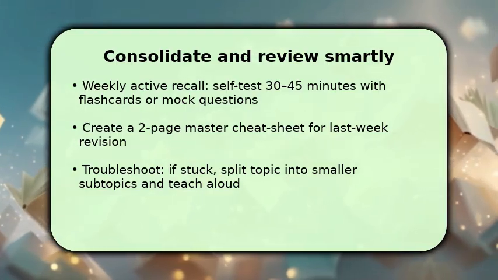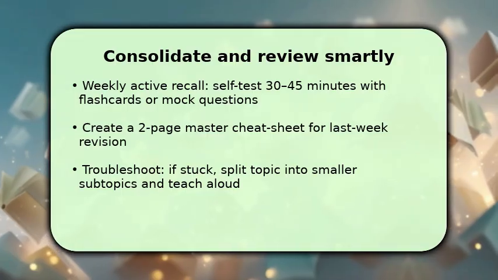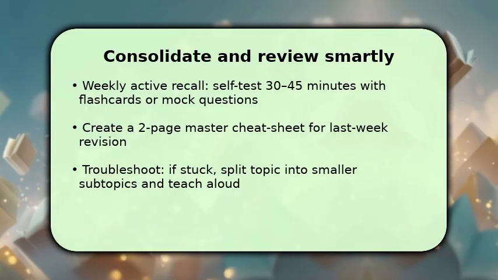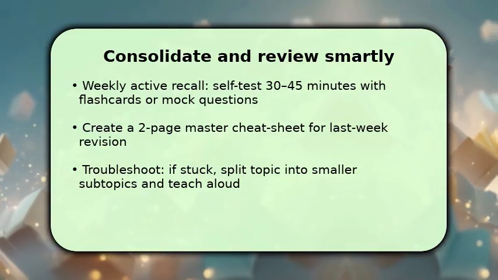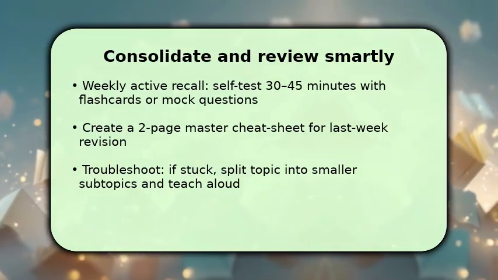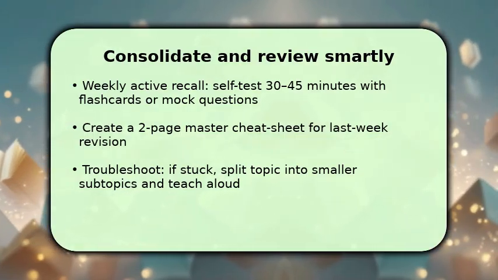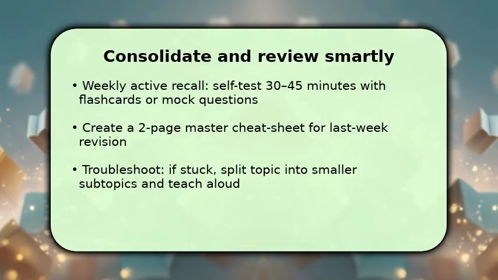Once confident, compress essentials into a 2-page master cheat sheet for final week rapid review. This forces you to prioritize. If you get stuck on a topic, split it into smaller subtopics and teach the piece aloud to yourself. This exposes gaps quickly and makes the material manageable when you revise under pressure.